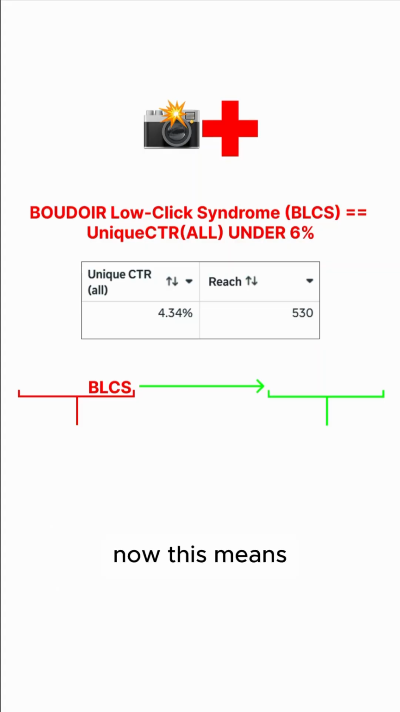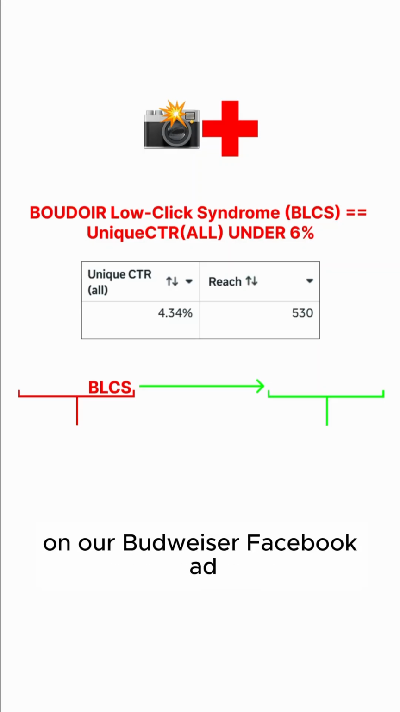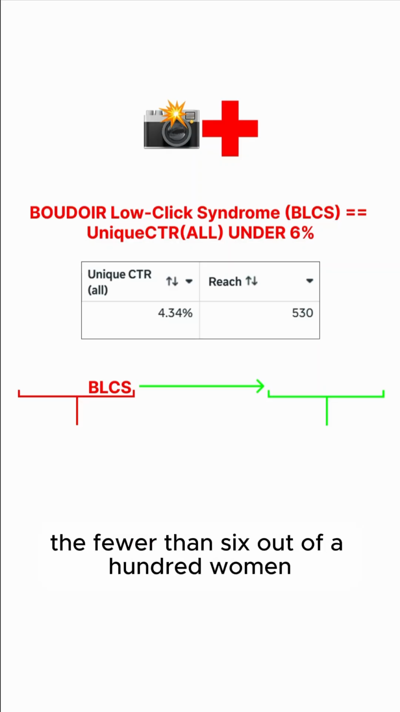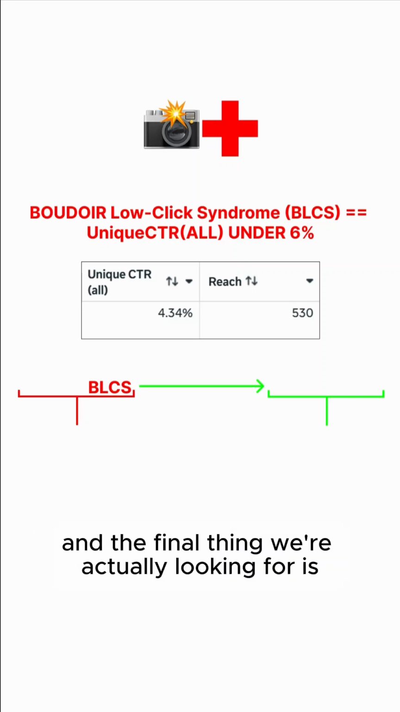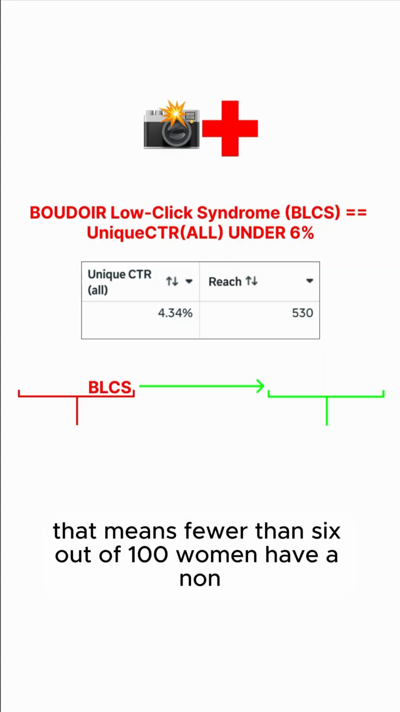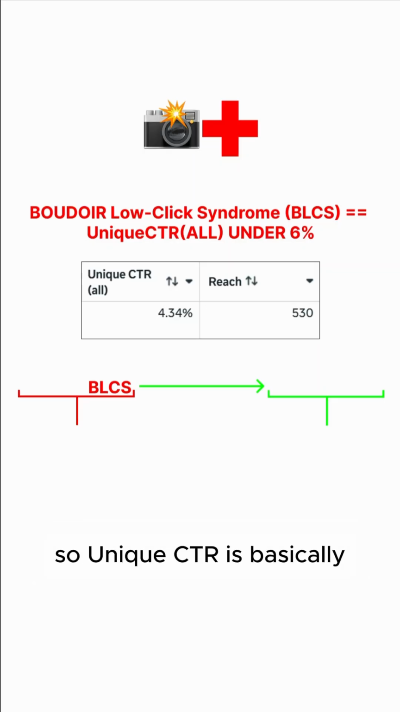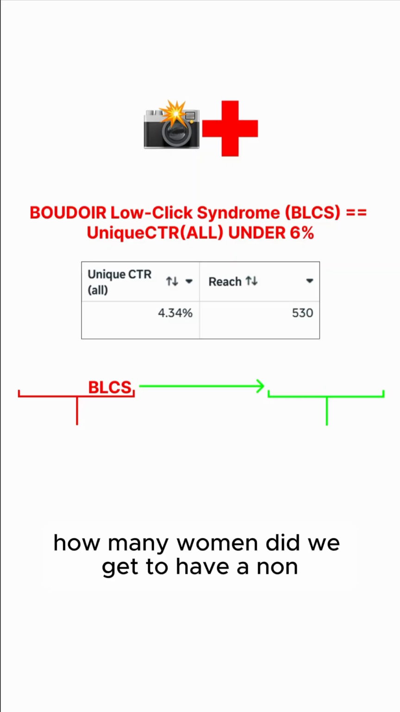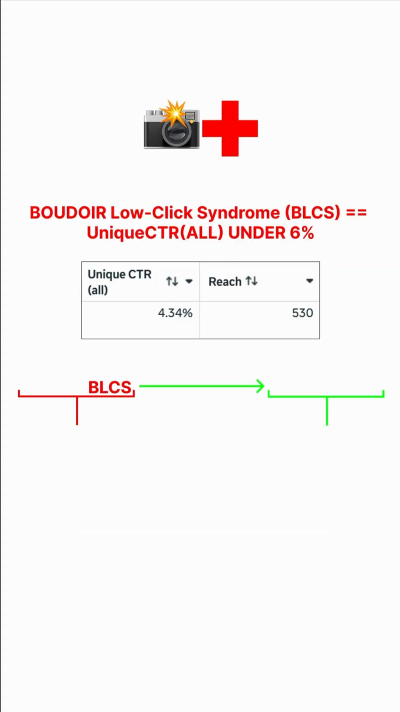Now, this means fewer than 6 out of 100 women are clicking somewhere on our Boudoir Facebook ad, which means that for those women, our ad has actually entered their brain. And the final thing we're looking for is that fewer than 6 out of 100 women have a non-zero chance of buying from us. So unique CTR all is basically how many women out of 100 have a non-zero chance of buying from us. That's literally what it is.